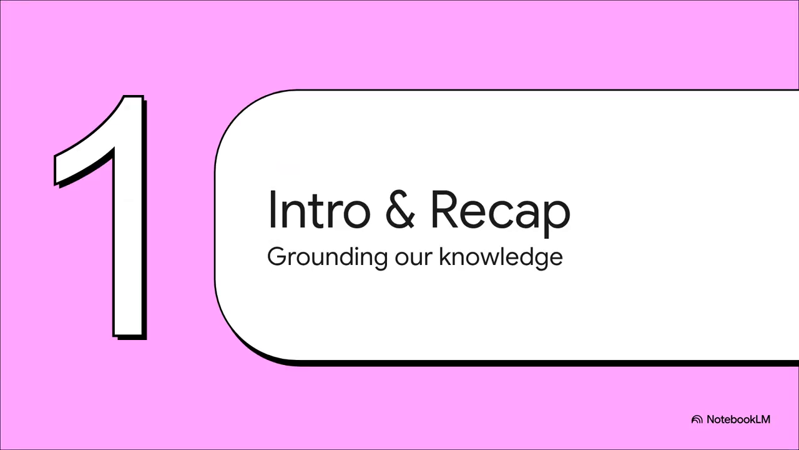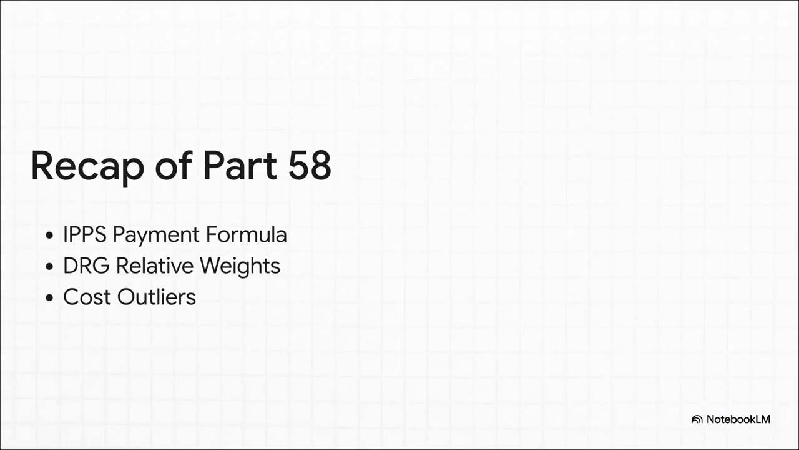Let's kick things off with Section 1, our intro and recap, just to ground our knowledge before we push forward. As healthcare professionals, we know these complex concepts just constantly build on one another, right? So let's make sure our foundation from our last session is rock solid. Remember in Part 58, we thoroughly covered the Inpatient Prospective Payment System, or IPPS, payment formula. We learned exactly how DRG's relative weight reflects the actual resource intensity of a patient's stay and how those cost outliers can shift the final hospital reimbursement. You should already be pretty comfortable with the fact that higher documented severity equals a higher relative weight and therefore proper payment for the resources consumed.